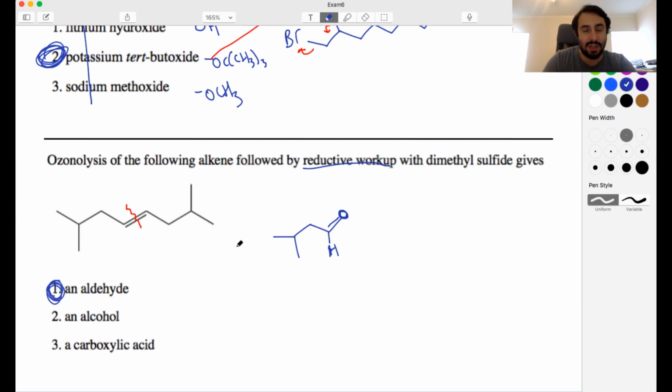We know ozonolysis is going to cleave alkenes to produce carbonyls, but depending on the workup, we could end up with aldehydes, ketones, or carboxylic acids. So reductive, aldehyde, that's going to be the answer here.